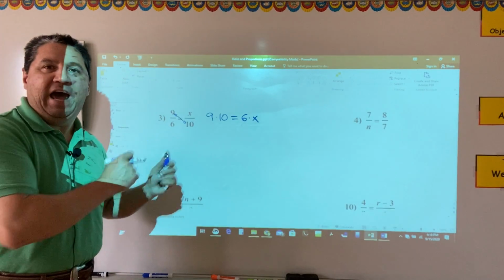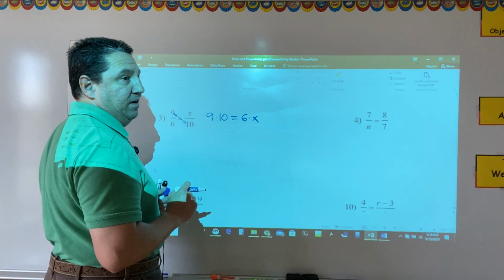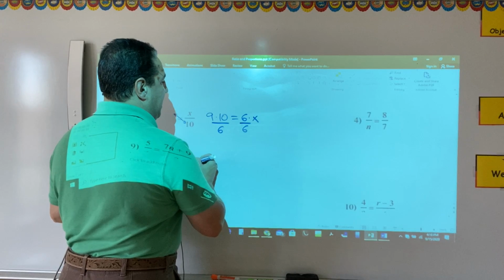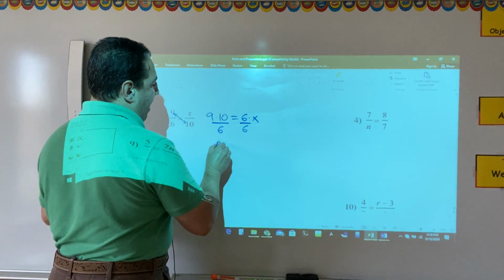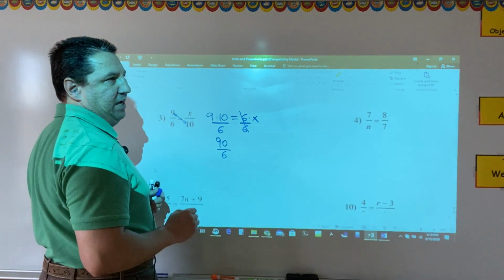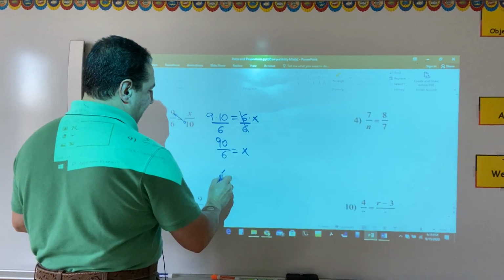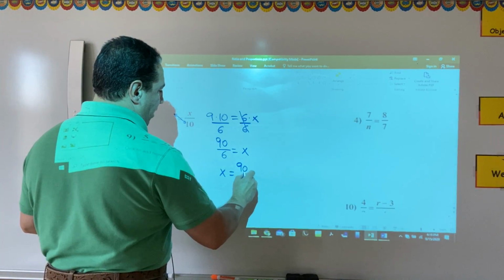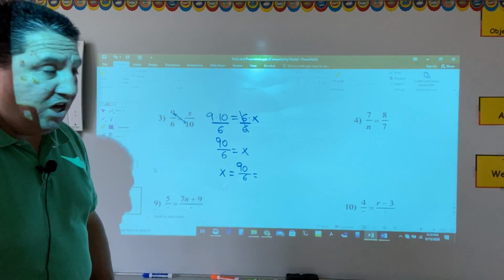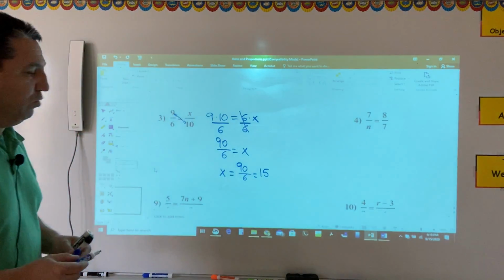Next, we solve for x. How do we solve for x? By getting rid of 6. How? By dividing by 6 on both sides. Good. So you're going to have 90 divided by 6. The 6 and 6 on the right side cancel out. What's left? x. Or we can say x equals 90 over 6. If we divide 90 by 6, you're going to get 15. In other words, x equals 15.